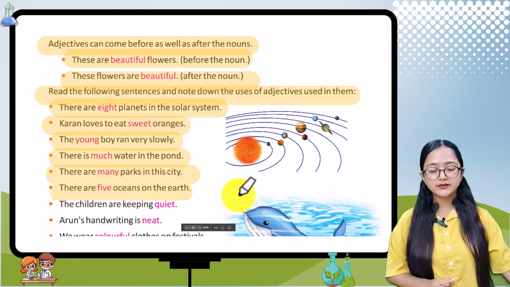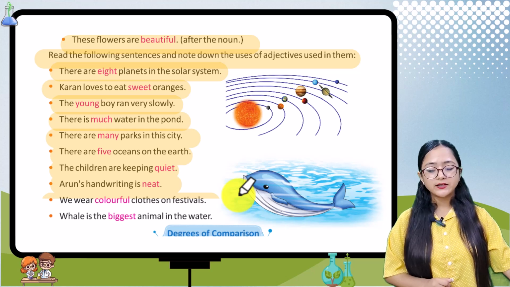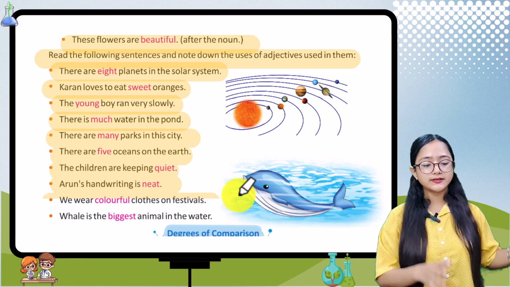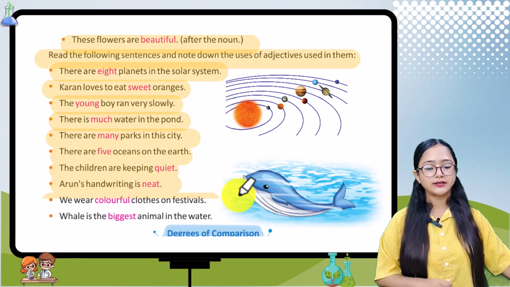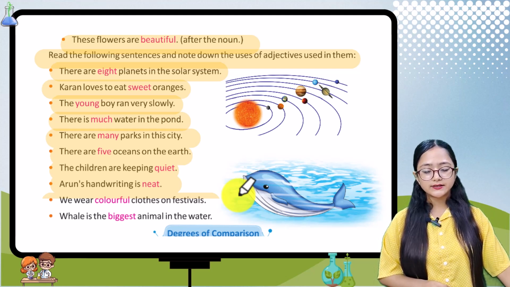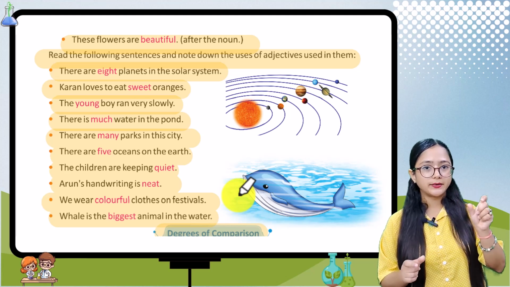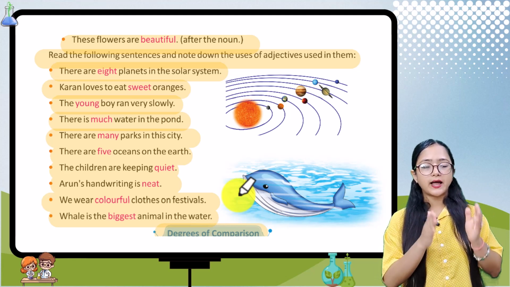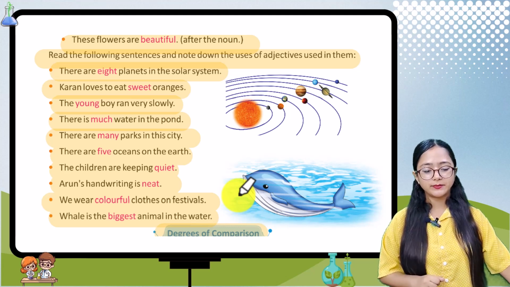Now the next thing is read the following sentences and note down the uses of adjectives used in them. So basically you have to read the sentences carefully and then note down the adjectives which are used in them. Like the sentences are given. For example, there are 8 planets in the solar system. So before planets, 8 is coming. Okay, so planet is what? Planet is the noun, and 8 is the adjective in number form.